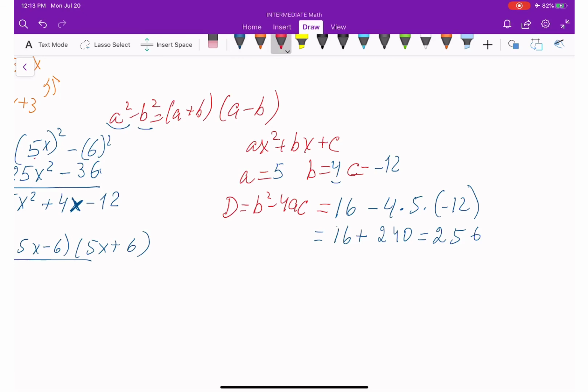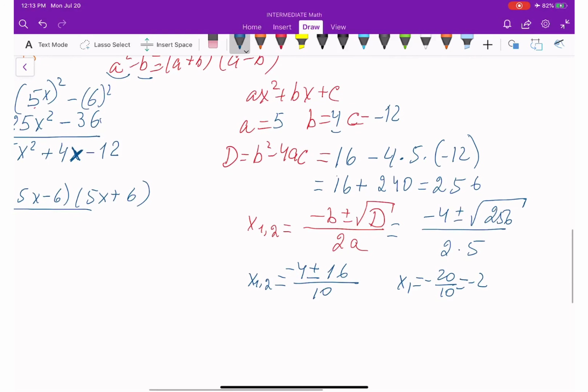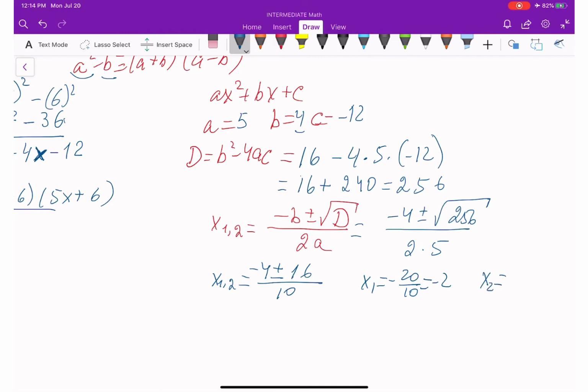So x1,2 is equal to negative b plus minus square root of discriminant over 2a. All right, so that is equal, let's keep going, negative b is 4, that means negative b will be negative 4 plus minus discriminant 256 over 2 times a, 2 times 5. So x1,2 is equal to negative 4 plus minus 16, square root of 256 is 16, over 10. All right, so from here, x1 is equal to negative 4 minus 16, it's going to be negative 20 over 10, which is negative 2. And x2 is going to be equal to plus 12. Okay, we can reduce by 2. It's going to be 6 over 5.